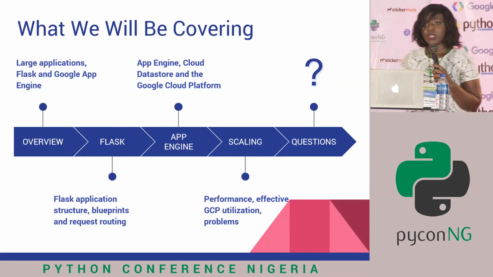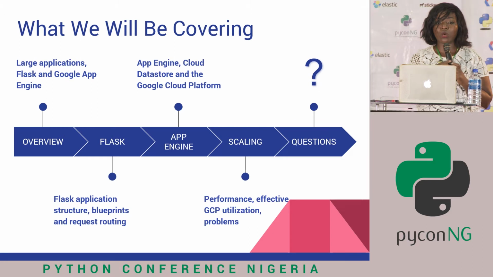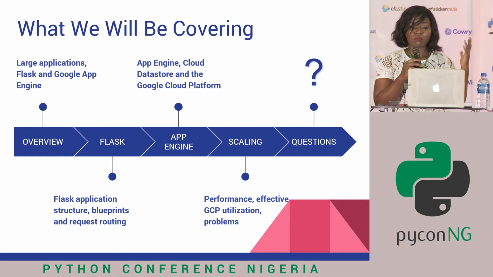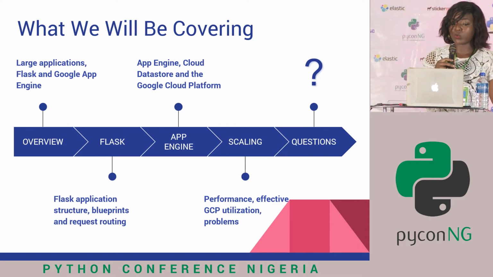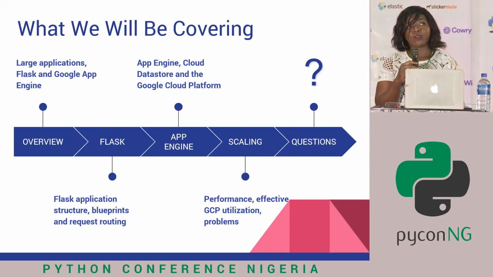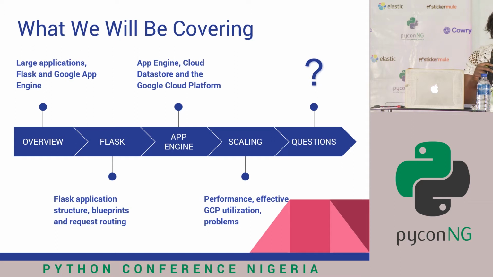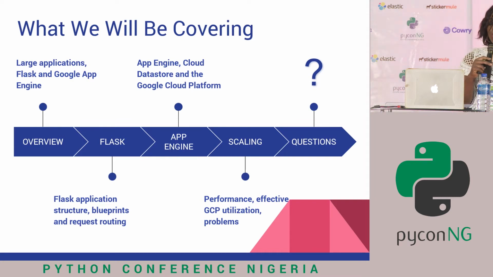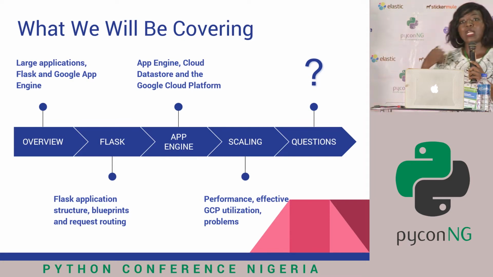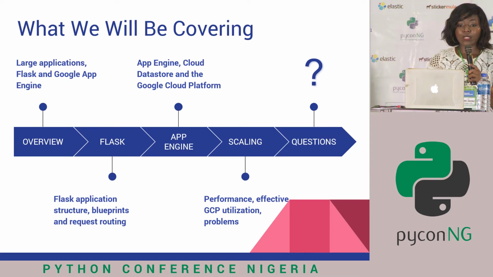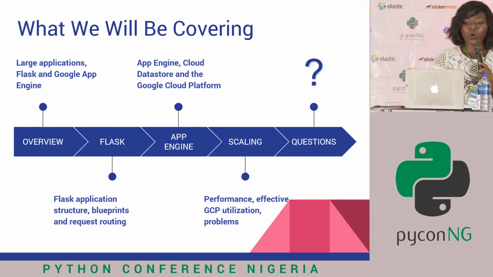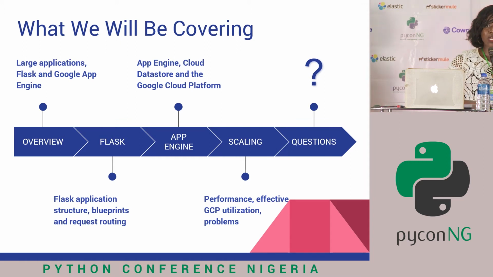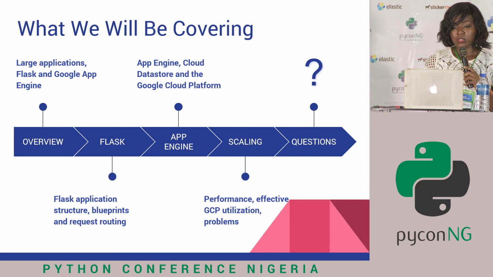This is just a quick overview of what the talk will be on. For the next 25 to 30 minutes, we'll be covering quick definitions of what large applications, FLASK and Google App Engine are. We'll talk about FLASK application structure, blueprints, and request routing. We'll talk about App Engine, Cloud Datastore, and the Google Cloud Platform in general. We'll talk about scaling, performance, effective GCP utilization, and problems we've encountered using App Engine. Then, of course, there'll be time for questions.